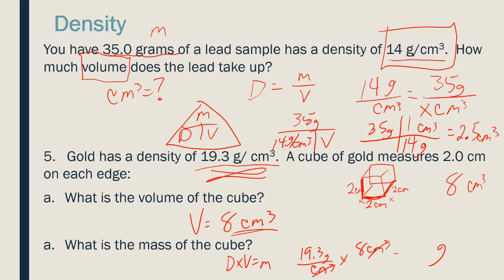19.3 times 8 is 154.4 grams, which, significant figure wise, since this has 2 significant figures and that has 3 significant figures, the answer should have 2, so it would have been 150 grams with significant figures.